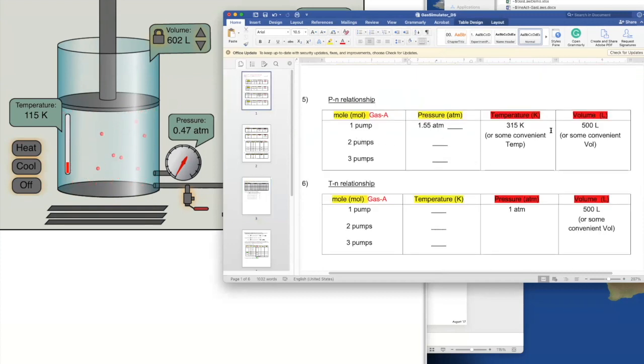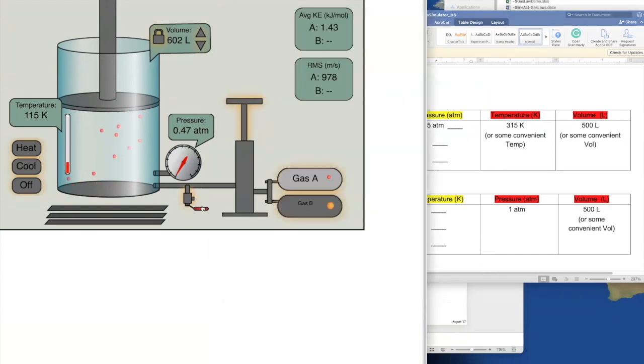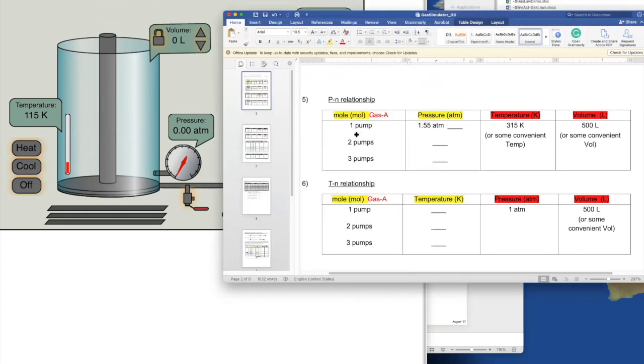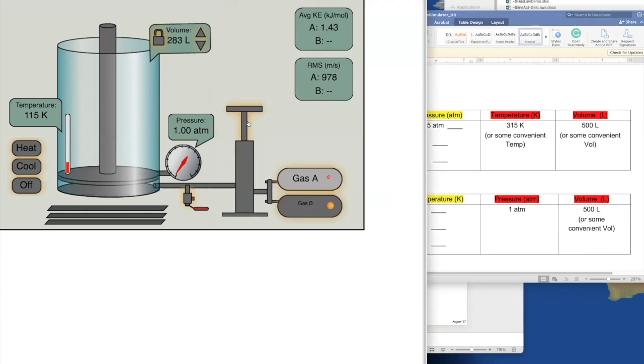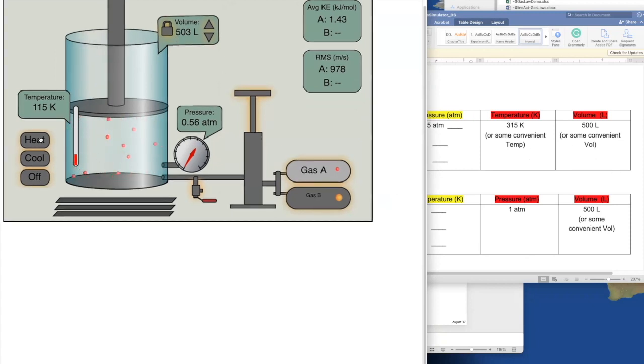Number 5, we're going to keep this at 500. Again, always exhaust the gas first. Keep this at, let's see, one pump. We're going to do one pump. Okay, we're going to keep the volume at 500, and that's going to be constant. Whenever we lock it, we're saying that it's not going to change. And if you can't get it as close to 500 as possible. Lock that. We're going to convert the temperature to 315.